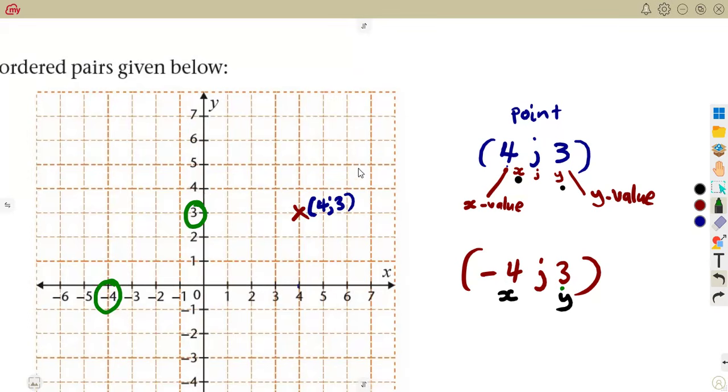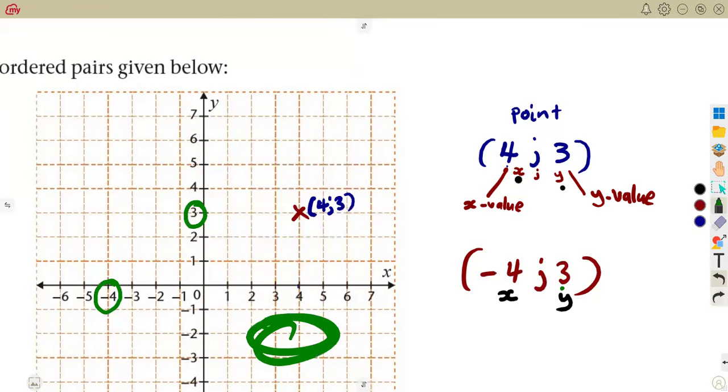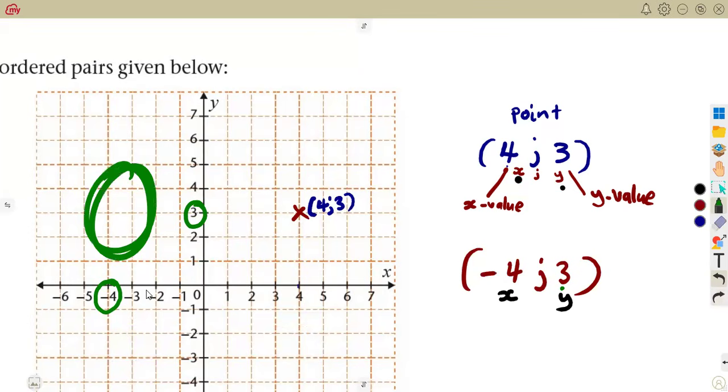where are they going to meet? Are they going to meet in this quadrant? Are they going to meet in this quadrant? Are they going to meet here? Or they're going to meet in this quadrant? We see that they meet in the second quadrant. In this quadrant, that is where these points are going to meet, these values.